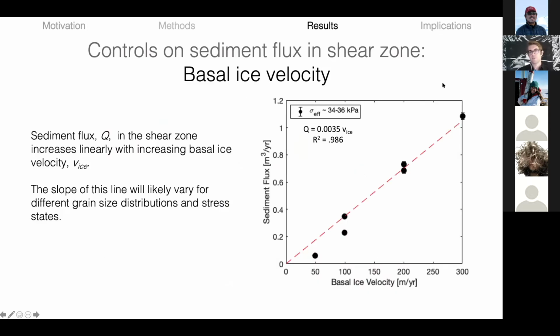Integrating these curves, we obtain a relationship for basal ice velocity and sediment flux. What we see here is that there is a clear linear relationship between the two parameters. It's worth noting that the slope of this line is likely dependent on the grain size distribution and the stress state. So more work will have to be done there.